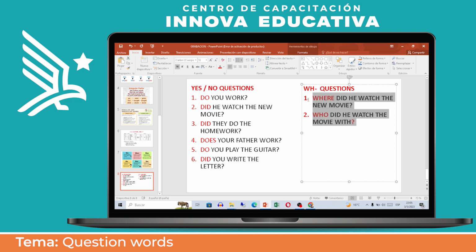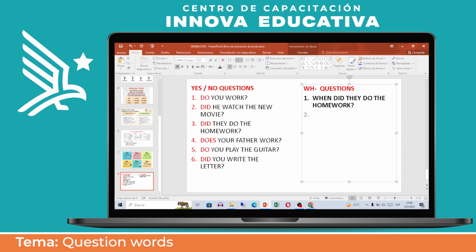Let's go with number 3. Did they do the homework? Let's change the color. Did they do the homework? ¿Hicieron ellos el deber? Oh, let's keep going in a positive. Yes, they did the homework. Yo quiero escribir o preguntar cuándo. When did they do the homework? ¿Cuándo hicieron el deber?